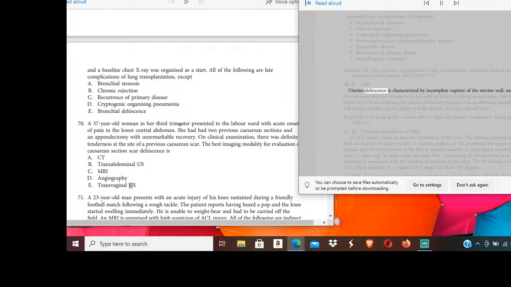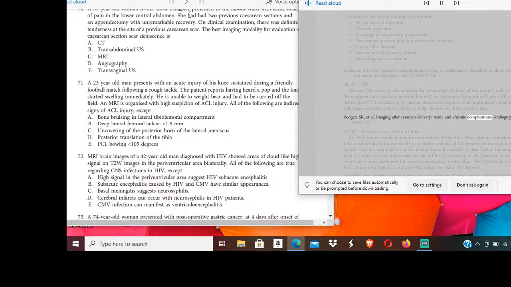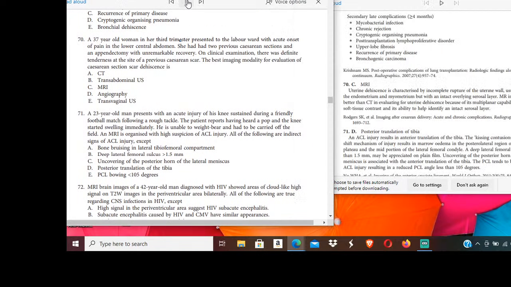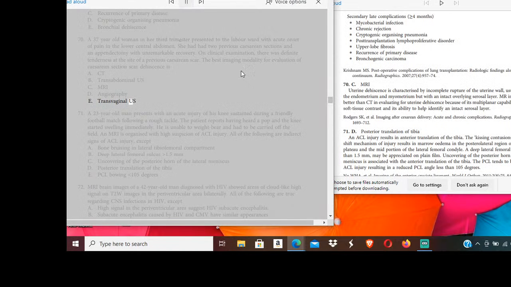70. C, MRI. Uterine dehiscence is characterized by incomplete rupture of the uterine wall, usually involving the endometrium and myometrium, but with an intact overlying serosal layer. MR imaging may be better than CT in evaluating for uterine dehiscence because of its multiplanar capability and greater soft tissue contrast, and its ability to help identify an intact serosal layer. Rogers SK, et al. Imaging after cesarean delivery, acute and chronic complications. Radiographics. 2012, 32. 71.